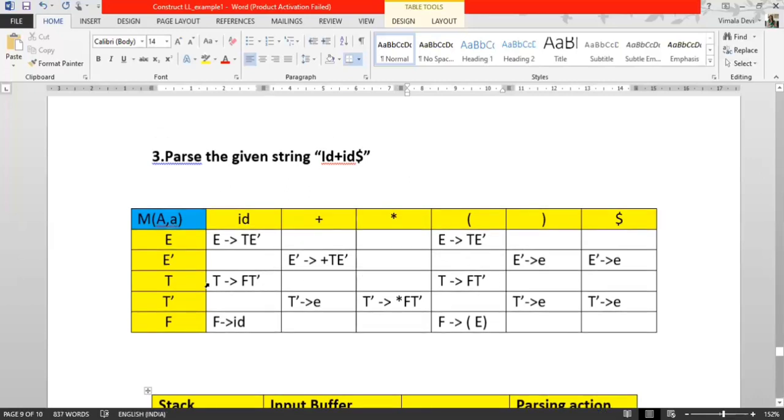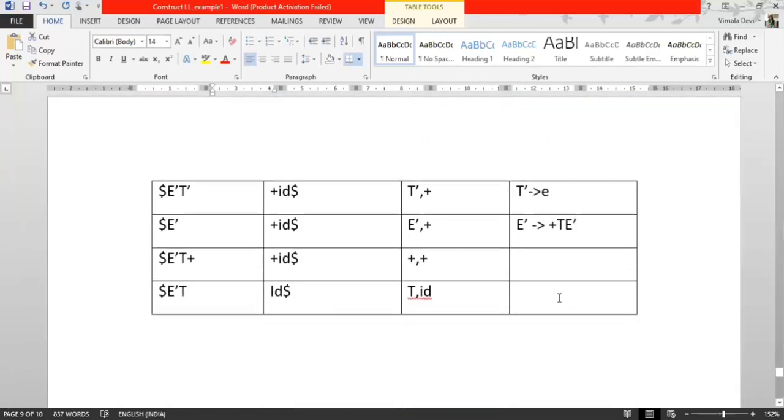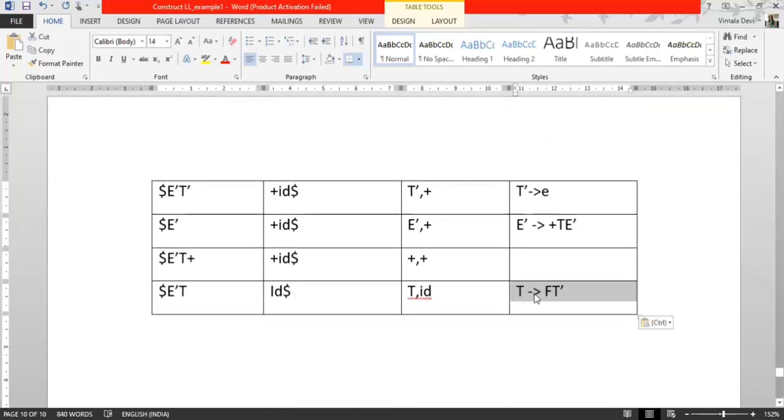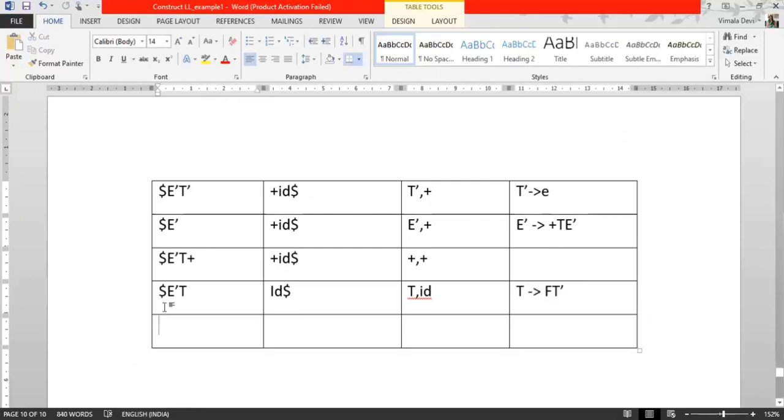T comma id contains a rule T derives F T dash. So let me copy and paste the rule here. So we know what is the next step. The next step is, in place of T, we have to replace it by F T dash, isn't it? So while replacing, first we have to push T dash, then followed by F. This T is replaced by T dash F. So now the input tape contains this id as well as dollar.